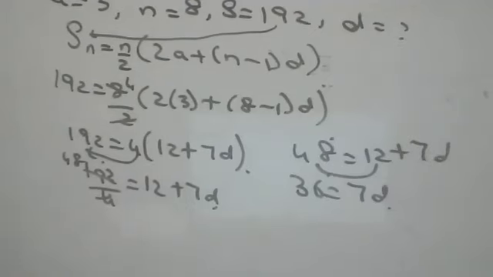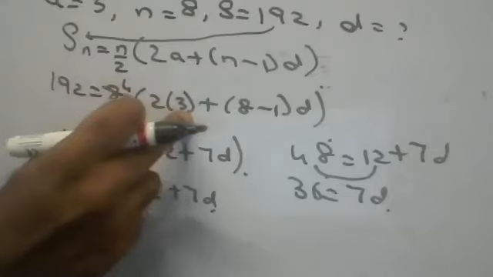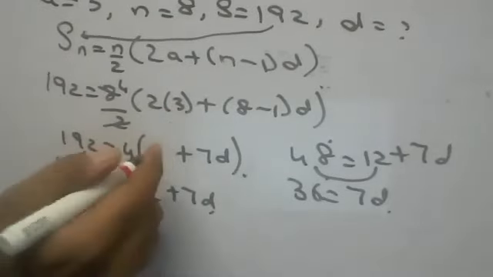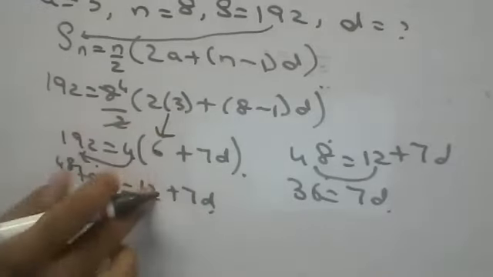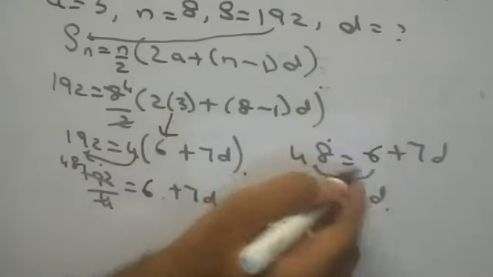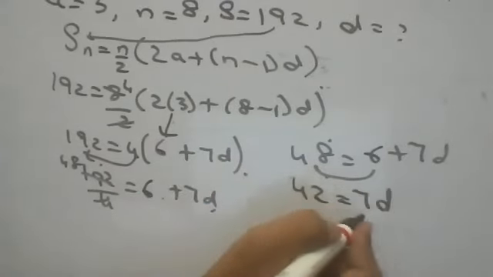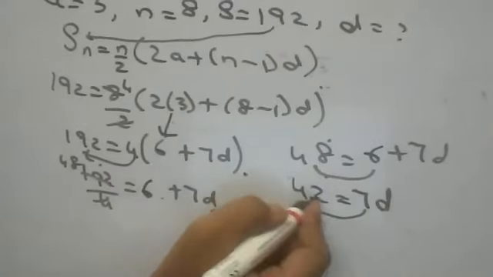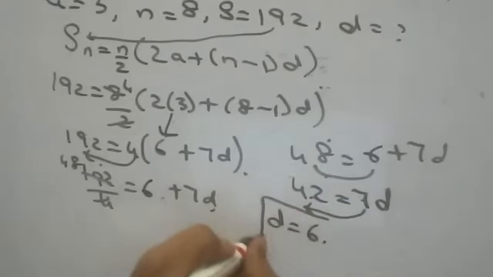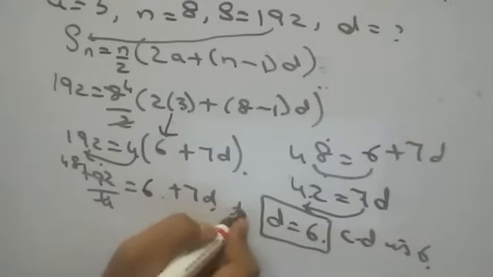4 fours are 16. 4 eights are 32. Sir, 2 threes are 6, right sir? Huh? 2 threes are 6. Yeah, 2 threes are 6, children. So here also 6 will come. So 6 comes here. 48 minus 6 is 42. 42 is equal to 7d. 7 comes down. d is equal to 42 by 7 is 6. Common difference is 6. Answer, compulsorily you should block the answer.